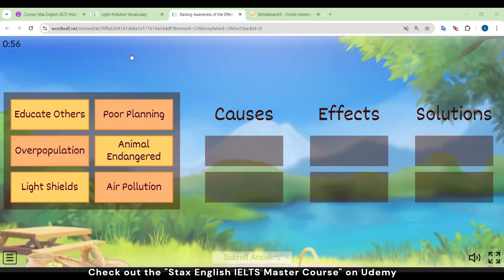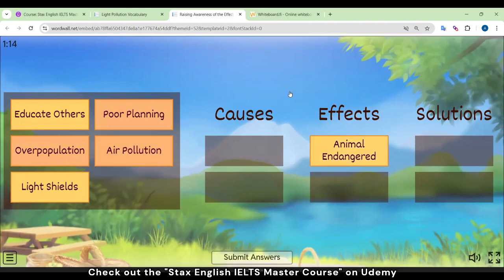So let's start with a cause. Which one of these is a cause of something? I think it's animal endangered. No. So when an animal is endangered, that's actually the result of a cause. So animals becoming endangered is an effect. So first we have a cause that makes an effect happen. Yeah. So let's try to find a cause.